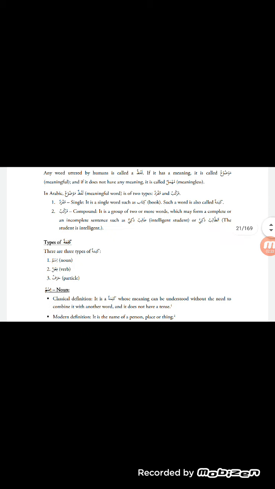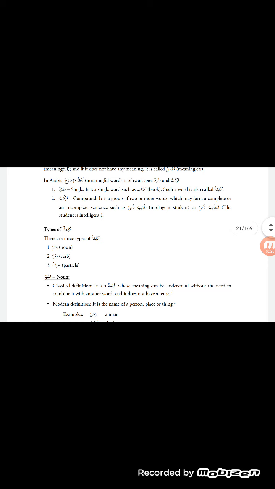In Arabic, lafzun mawdu', a meaningful word, is of two types. So the word which has a meaning is divided into two types. The first type is mufradun, the second type is murakkabun. Mufrad, a singular word, and murakkab, compound.